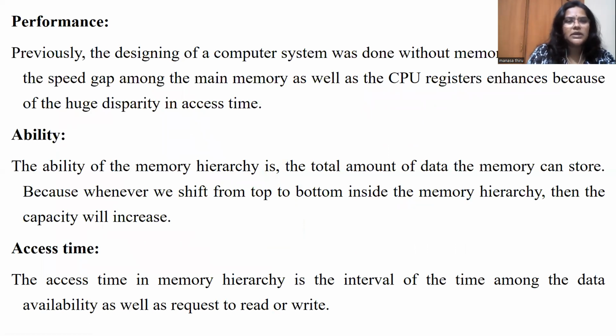So, performance. The designing of a computer system was done without memory hierarchy, and the speed gap between the main memory and the CPU register enhances because of the huge disparity in the access time. Next thing is ability. The ability of the memory hierarchy is the total amount of data the memory can store, because whenever we shift from top to bottom inside the memory hierarchy, the capacity will increase.